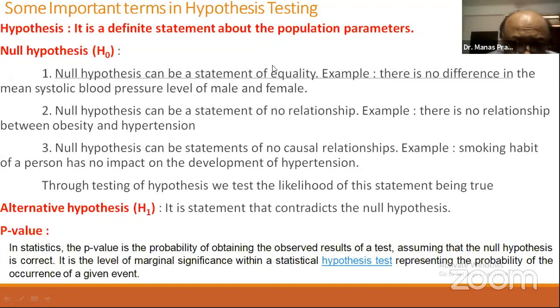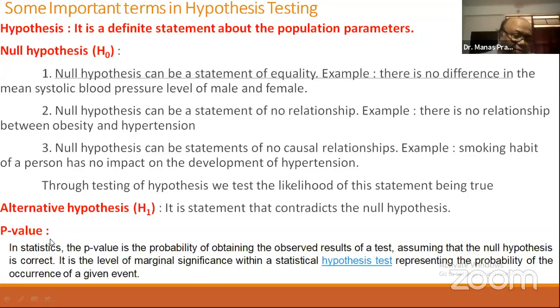An alternative hypothesis is a statement that contradicts the null hypothesis. So here we have to consider that there is a difference, or the male blood pressure level is more than females, or not equal. So first of all we have to consider a null hypothesis as well as the alternative hypothesis, and we are going to check whether my null hypothesis is true or false based on the data, right?